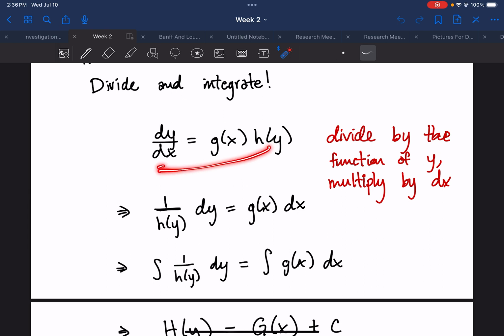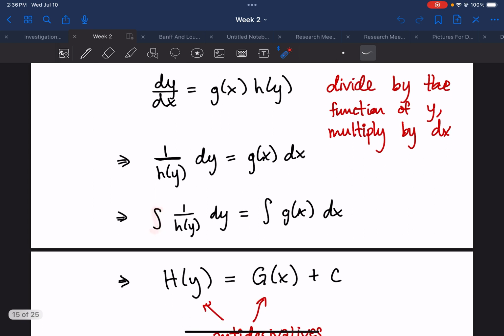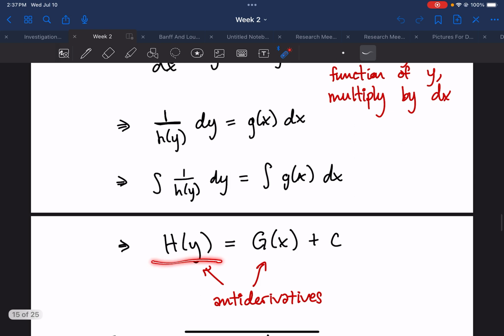So I'm going to move this h of y across, and I'm going to multiply the dx across. And this is what I get. Right? 1 over h of y dy equals g of x dx. And now this differential dy and this differential dx are separate. I can just plop an integral sign out front and integrate both sides. So now I get the integral of 1 over h of y dy equals the integral of g of x dx. And when I take the antiderivatives here, I'm going to get some function of y equals some function of x plus c.